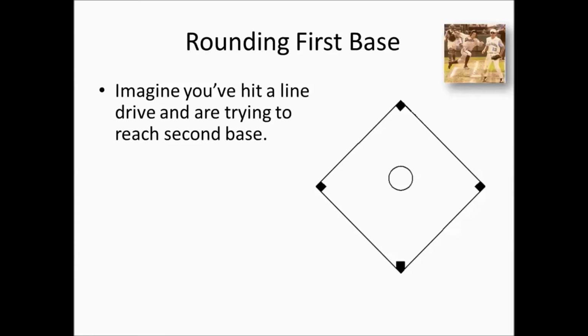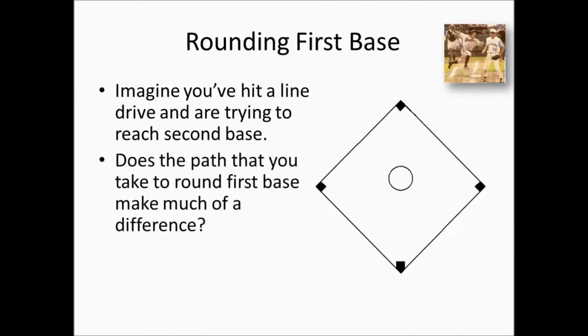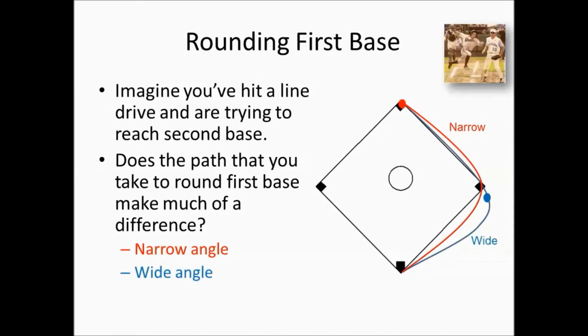Imagine you're at the plate in a baseball game and have hit a hard line drive. You want to try to stretch your hit from a single to a double. Does the path that you take to round first base make much of a difference? For example, is it better to take a narrow angle or a wide angle route?